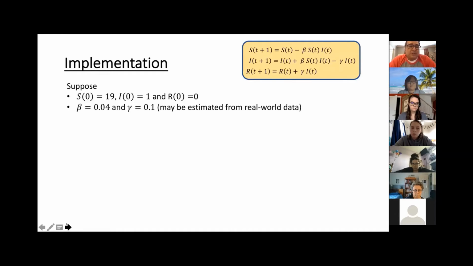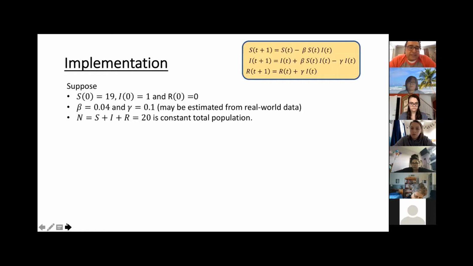So this community has 20 individuals, 19 of them are susceptible, 1 of them is infected, and none of them have recovered from anything. The next item is we have to establish values for those parameters beta and gamma. Normally that information is obtained from real world data. Sometimes that's not possible, and other techniques are used just to get some sort of estimates for those values. For this example, I just chose those 2 numbers. So beta is equal to 0.04 and gamma is equal to 0.1.